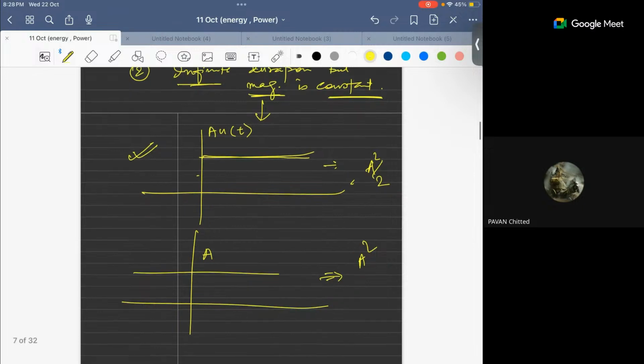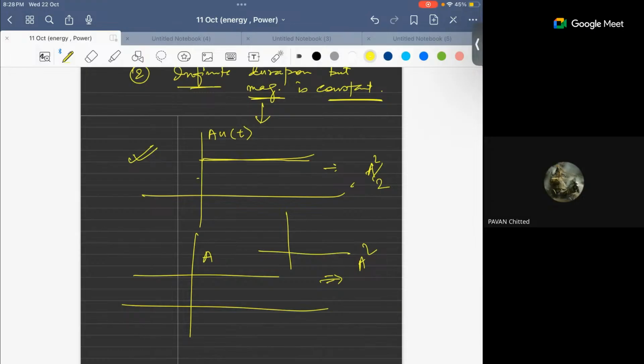Let's take an example, a ramp signal. Is it a power signal? The magnitude is increasing. Can you calculate the power for this signal?